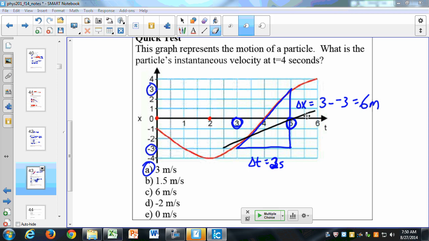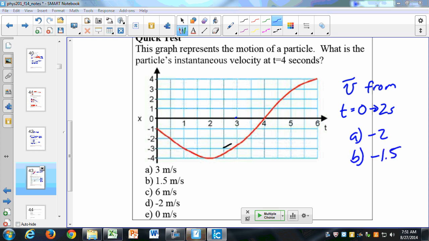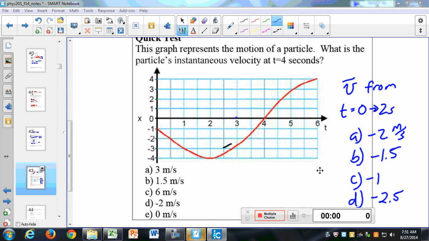Let me erase all this. Can all this go? We need to find the average velocity. If you have your book, this question's just below here, but I'm going to write the options here. I want to know the average velocity from t equals 0 to 2 seconds. And the options are: A, -2; B, -1.5; C, -1; and D, -2.5. These are meters per second, all of them. So what is the average velocity from t equals 0 to 2 seconds? Negative 2, negative 1.5, negative 1, or negative 2.5?